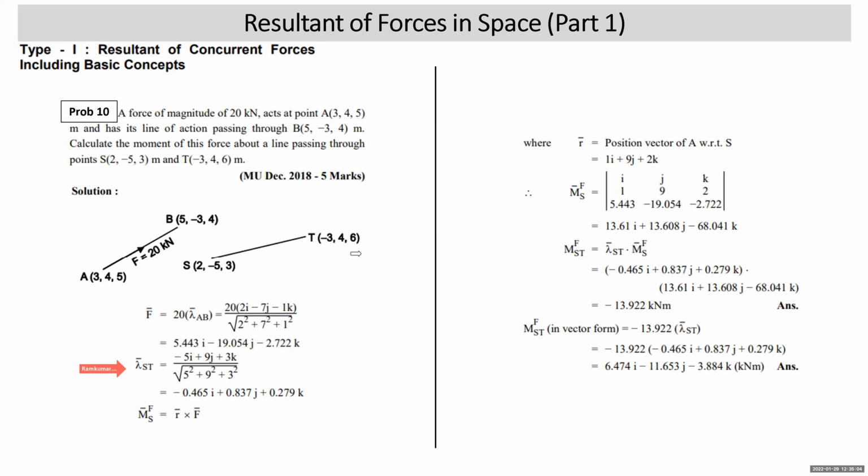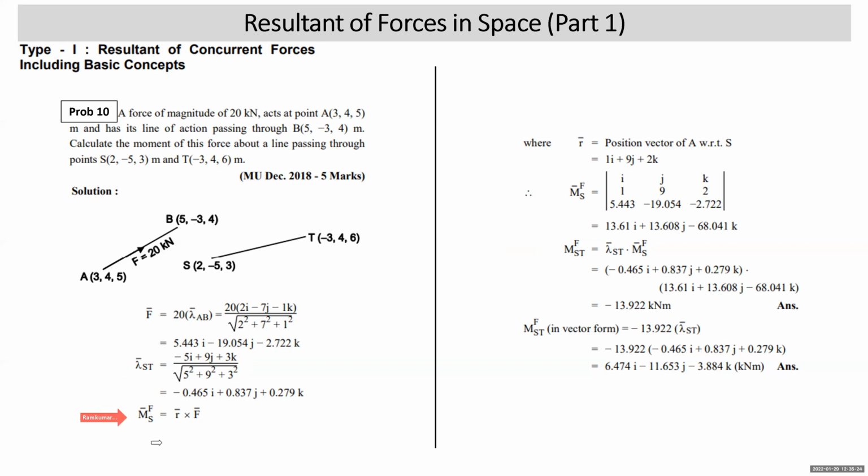That is 9J + 6 - 3 + 3K. Divide by its mod, you get the unit vector along the line. We know that the moment of the force about ST is: I'll write here, moment of the force F about line ST is equal to the unit vector along the line ST dot the moment of the force F about the first point of the line. So first, the unit vector along the line is ready.